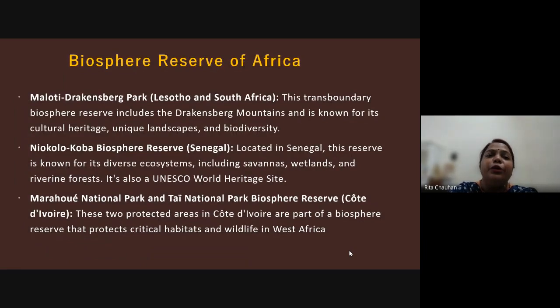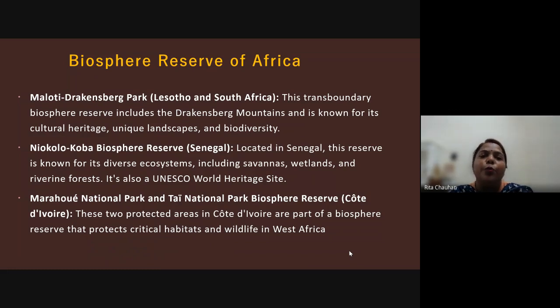Then we have Maloti Drakensberg Park. This is a transboundary biosphere reserve, which has a lot of cultural heritage, unique landscape, and biodiversity. So see, because the human is an important part of biosphere reserve, biosphere reserve is maintaining the cultural heritage of the local people. So that's why this concept of conservation was given high priority.